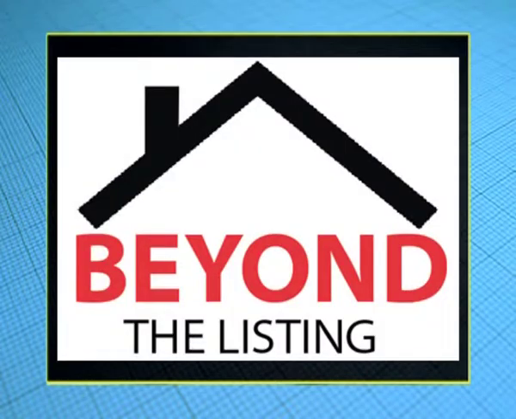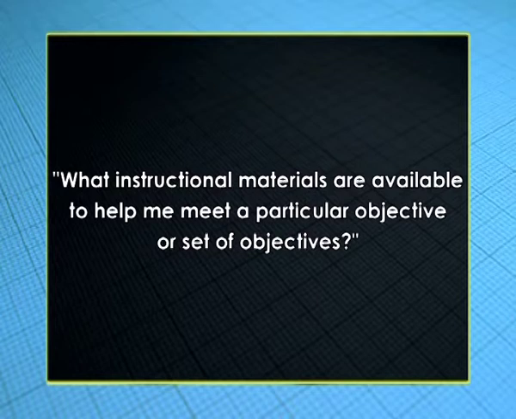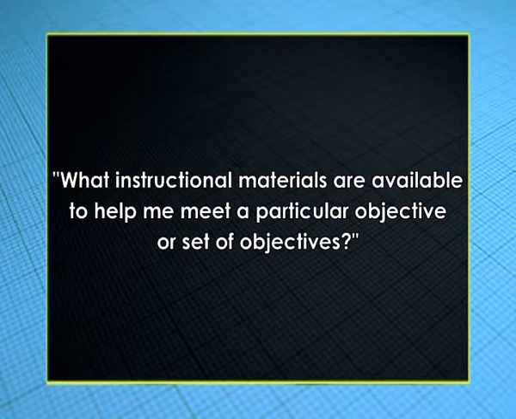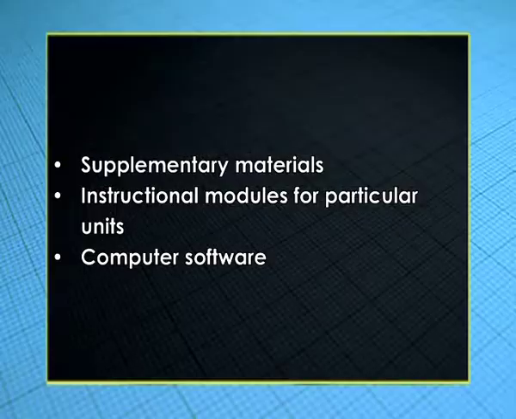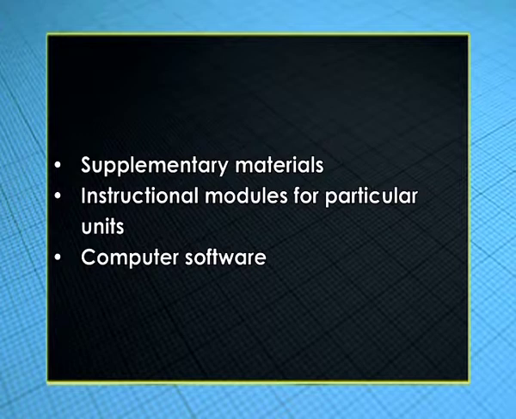An effective curriculum guide goes beyond a listing of objectives and identifies suggested instructional resources to help answer the question: what instructional materials are available to help me meet a particular objective or set of objectives? As teachers and programs move away from a single textbook approach and employ a broad range of supplementary materials, instructional modules for particular units, computer software and the like, it is increasingly important that the curriculum guide suggests and links available resources to curriculum objectives.